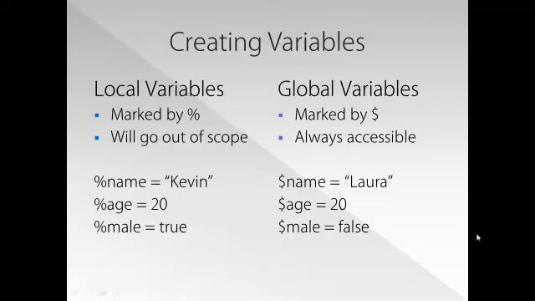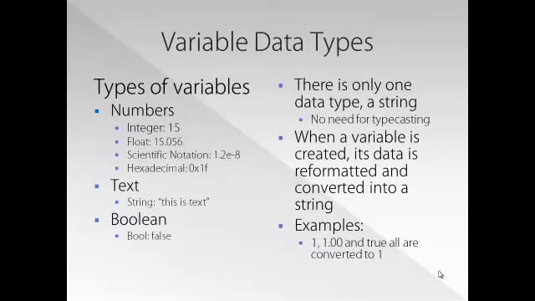In the example below, name equals Laura. This is a textual example. Age equals 20 is a number example, and male equals false is a Boolean example. Booleans can also be represented by zeros and ones, where 0 is false and 1 is true.